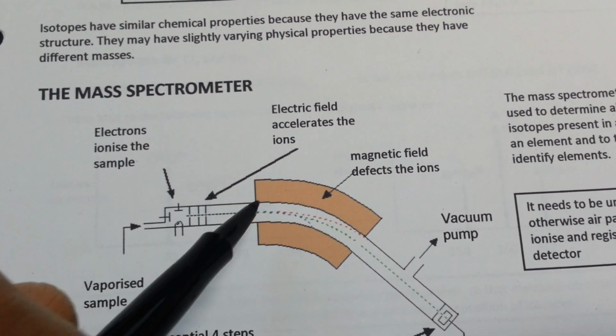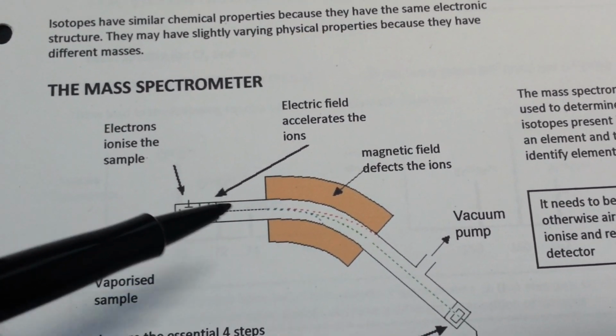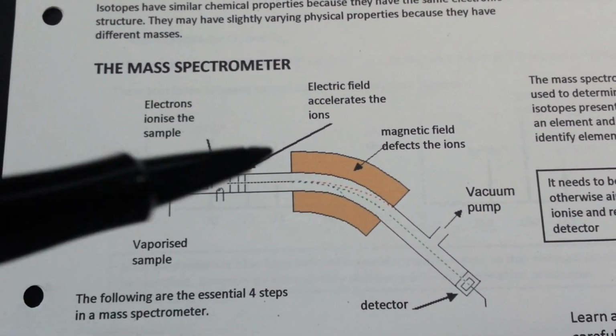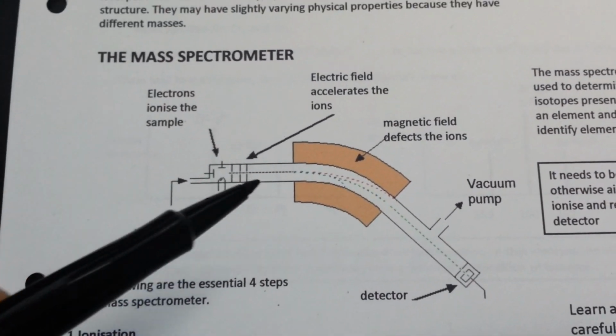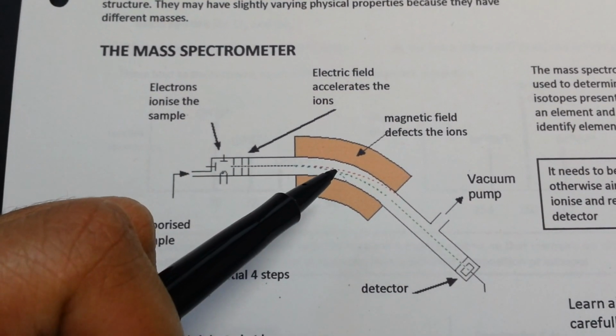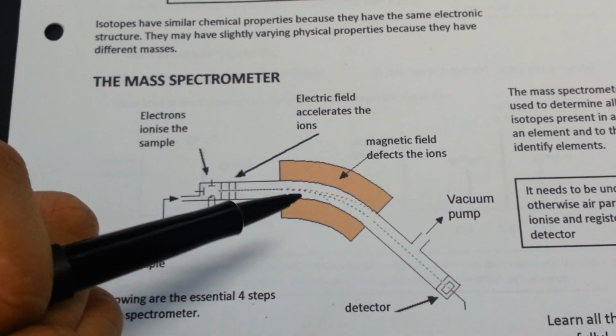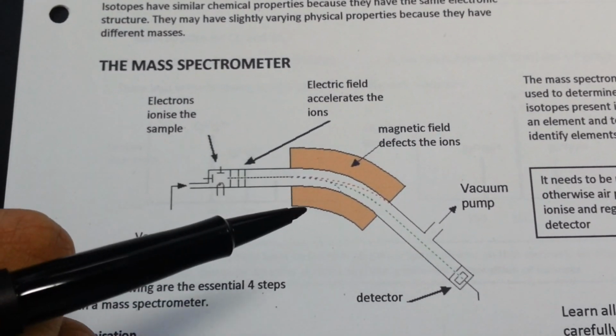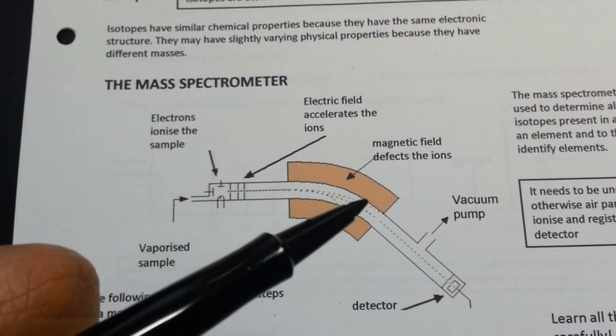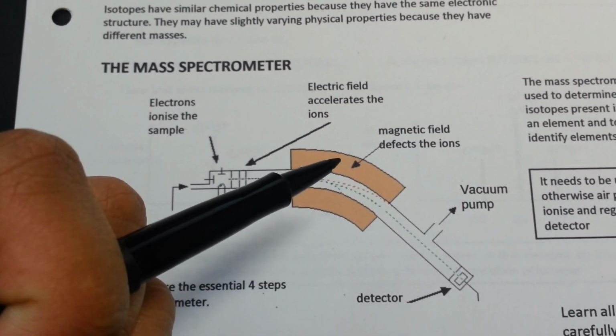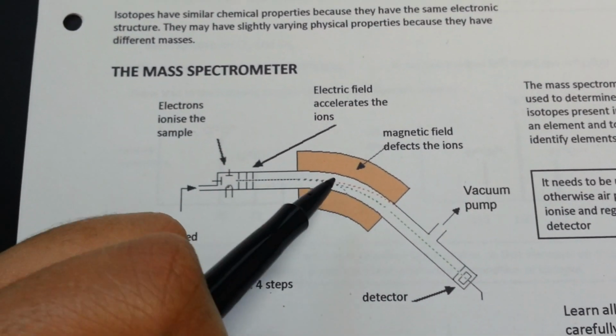Now this magnetic field is going to deflect the positive ion, but the key thing here is the smaller the mass to charge ratio, that means it's going to be a smaller ion, and a smaller ion will deflect more, and the highest deflection angle possible is 90 degrees. So that's another key thing to remember.